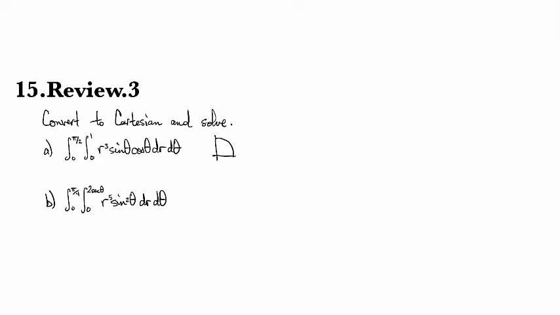I'll do dy first, so we'll be integrating that way in the inside integral, and we go from x equals 0 to x equals 1. And we'll be going from y equals 0 up to y equals square root 1 minus x squared. So we've got 0 to 1, 0 to square root of 1 minus x squared.